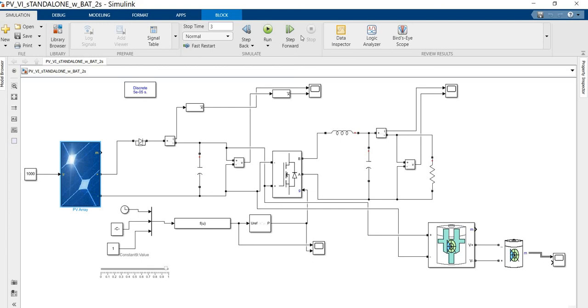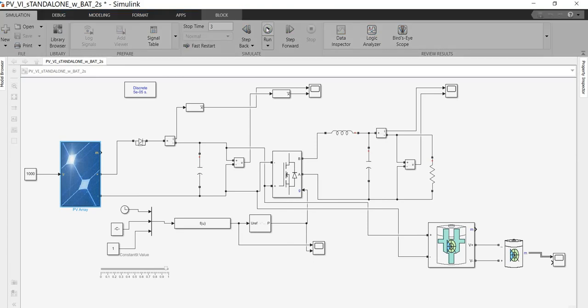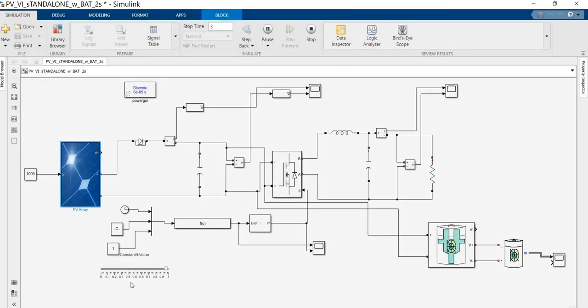Now we are going to run the simulation from here. I am going to run, right? Now the simulation is compiling. Right now it is ready to start running. Now it is running.